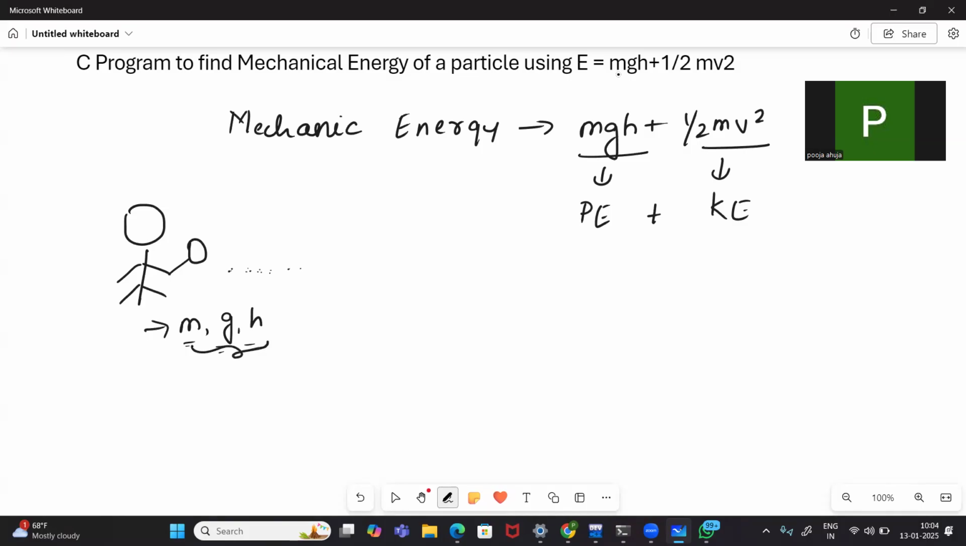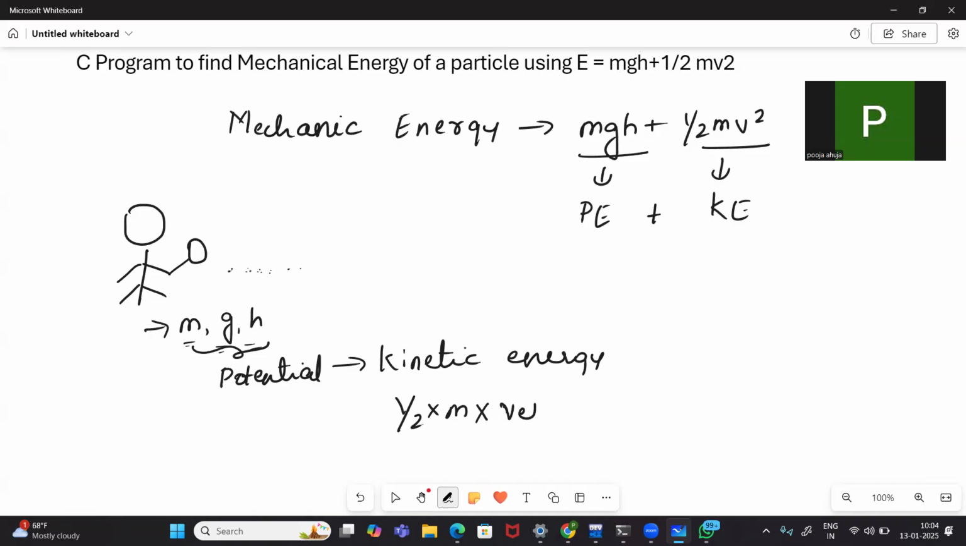The potential energy will be converted into kinetic energy, that is the energy in motion. That kinetic energy can be calculated by the formula half into the mass of the thing in the movement, and the square of the velocity. And when we add these together, potential energy plus kinetic energy, we get our mechanical energy.